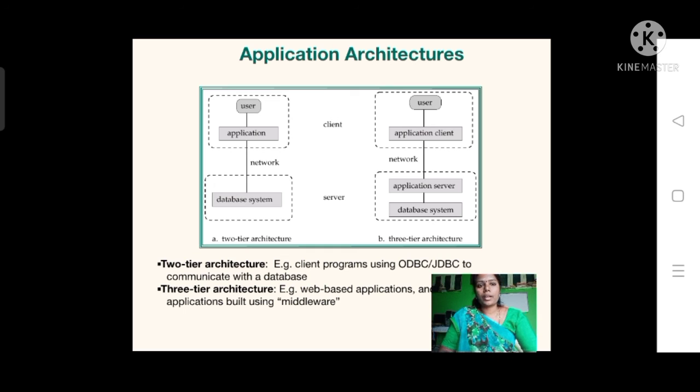The upper part is the client and the downward direction is the server. In the three-tier architecture, the application server and the database system are present on the server side, while in the two-tier architecture there is only the database system. On the client side, the user and the application in the two-tier architecture are the same as in the three-tier architecture.